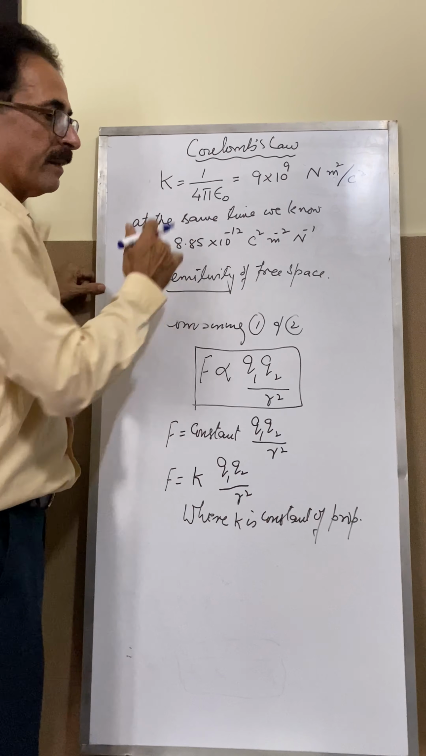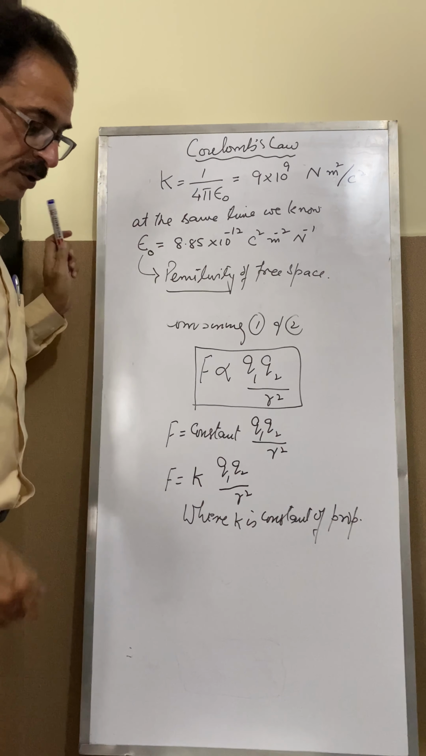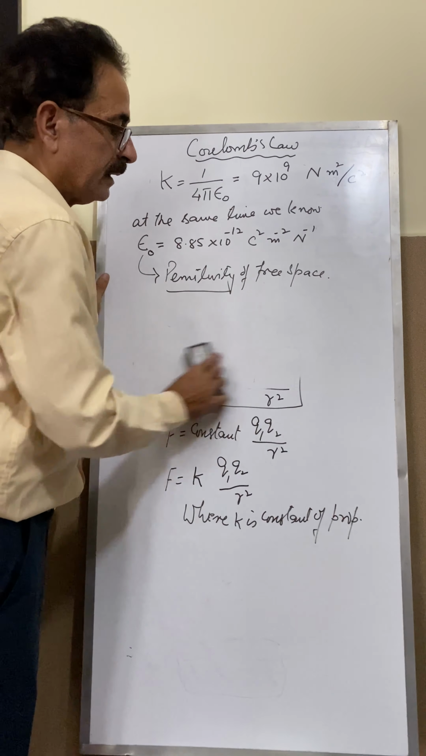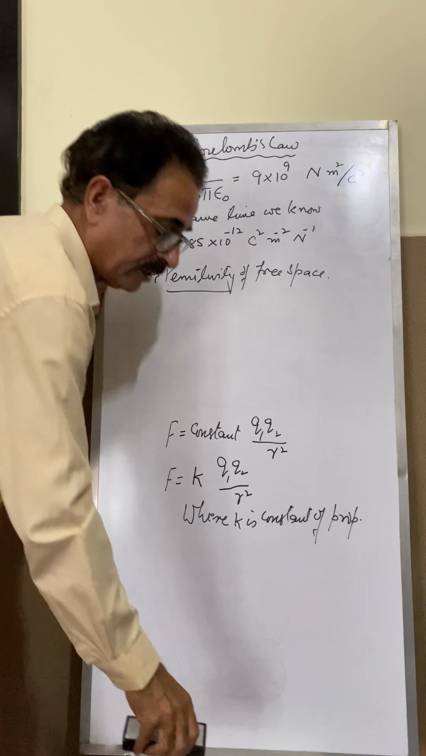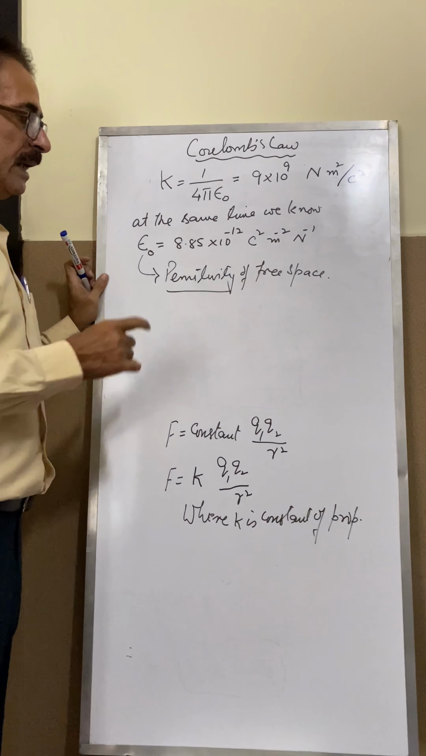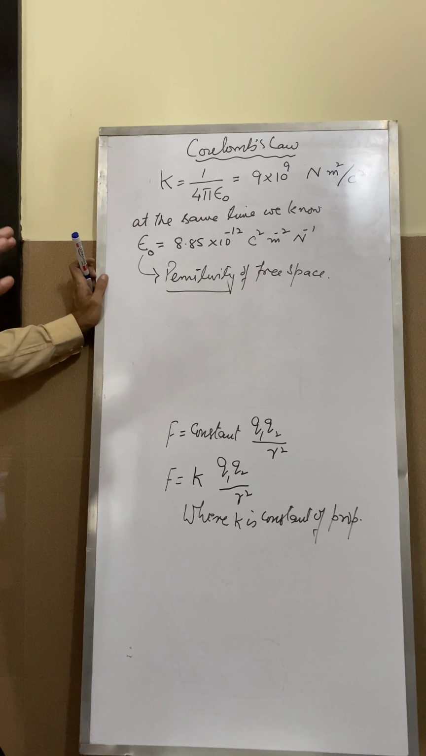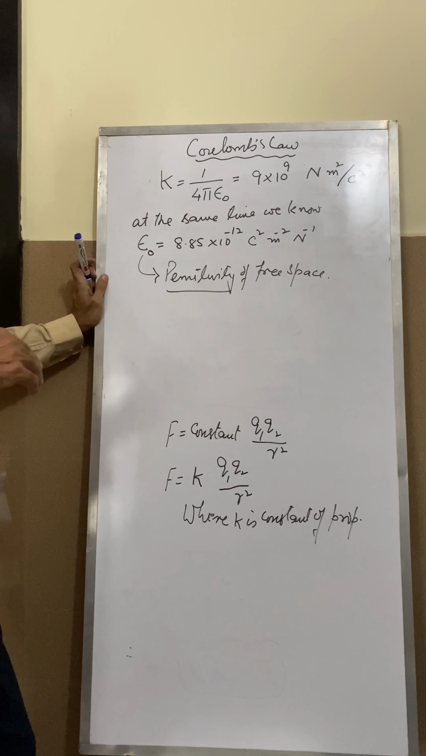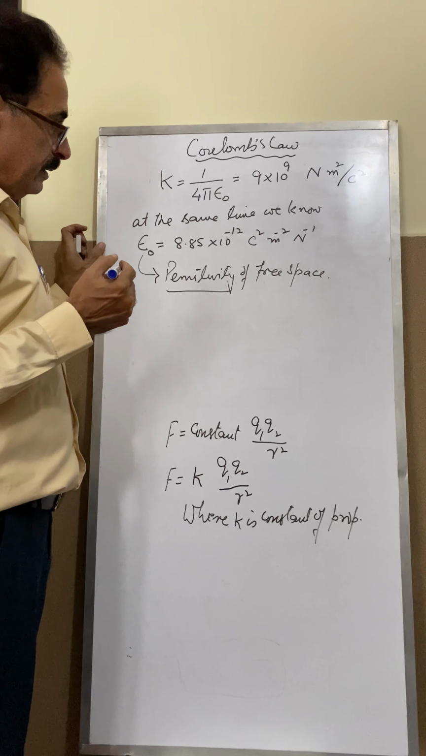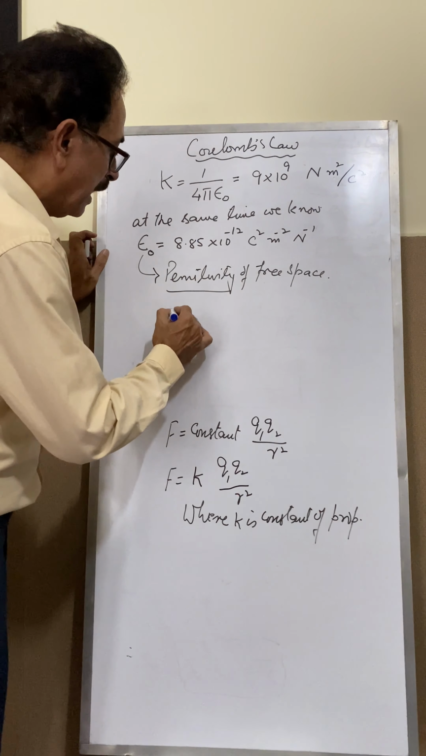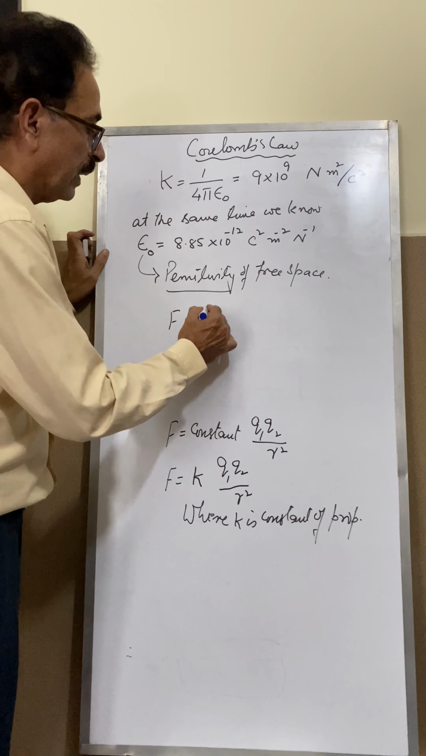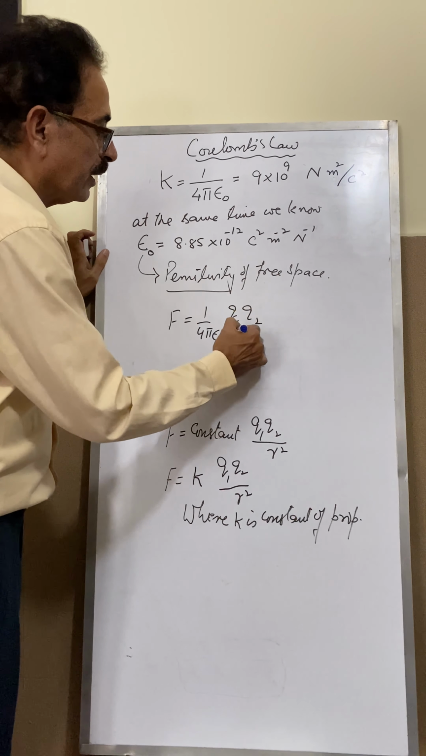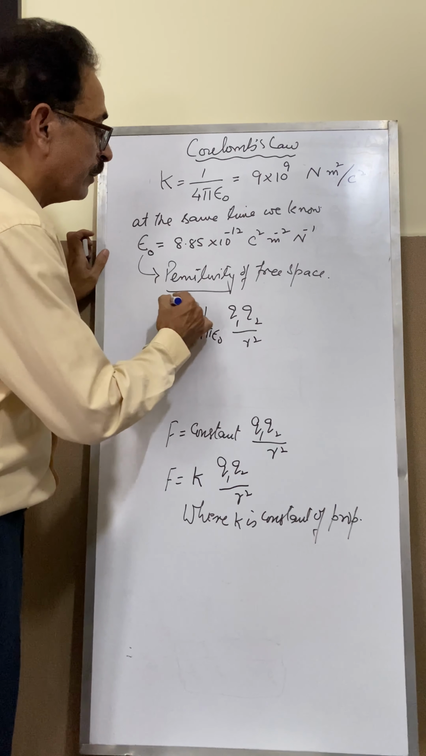Permittivity means to permit, to allow the lines of force to pass through the particular medium. Here we take for granted these two charges Q1 and Q2 lie in free space. Free space means either vacuum or air. So F has a value equal to 1 upon 4 pi epsilon naught Q1 Q2 upon R square. This is Coulomb's law.